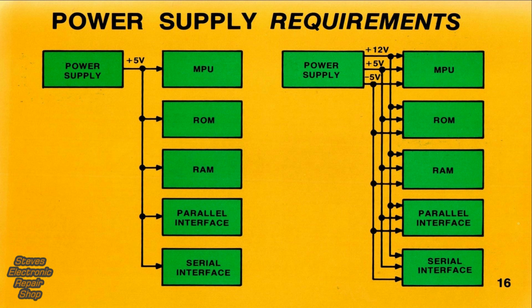Frame 16. The economy of one power supply is obvious. Multiple supplies mean more power supply design time. But be careful that the support chips, such as memory and peripherals, also use the same supply. This is part of the beauty of family devices. They are compatible.